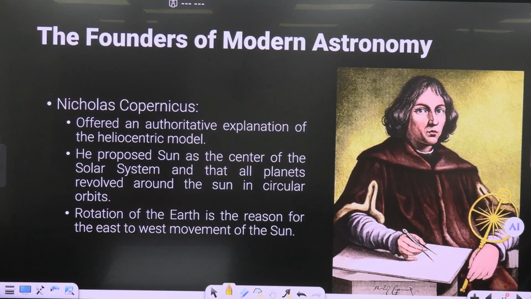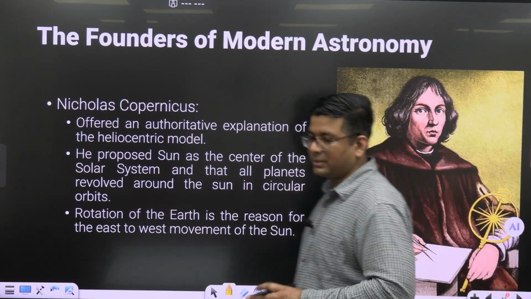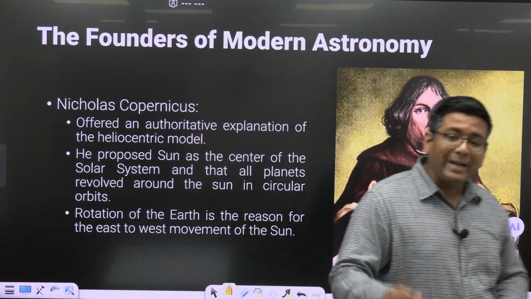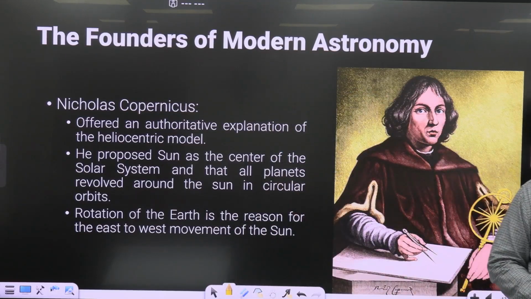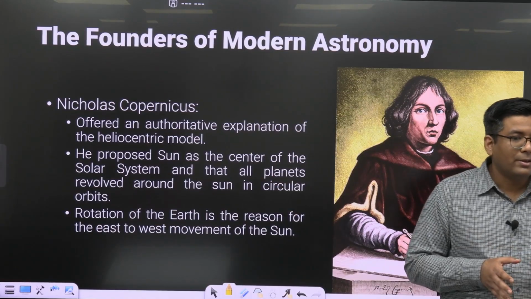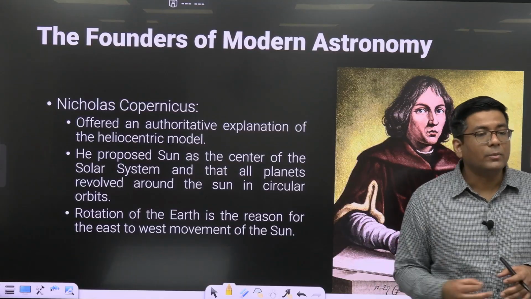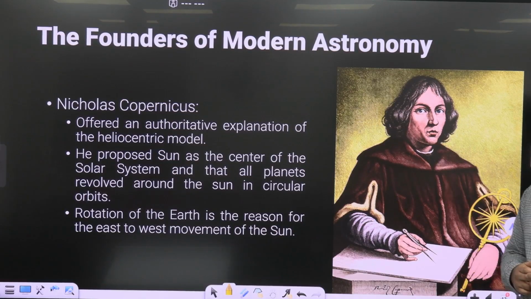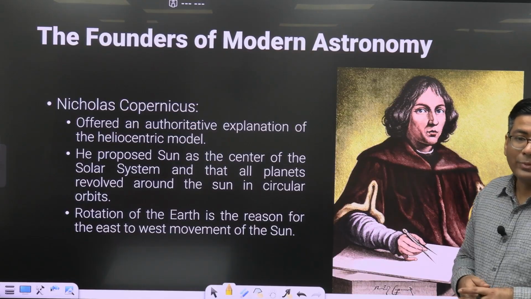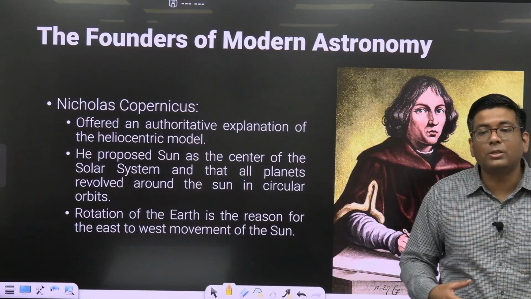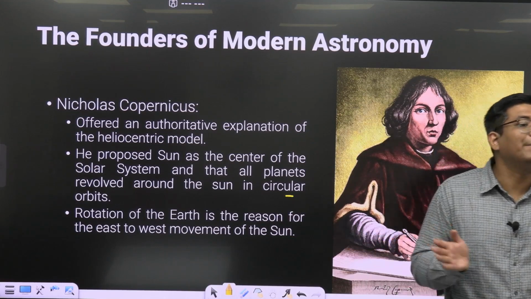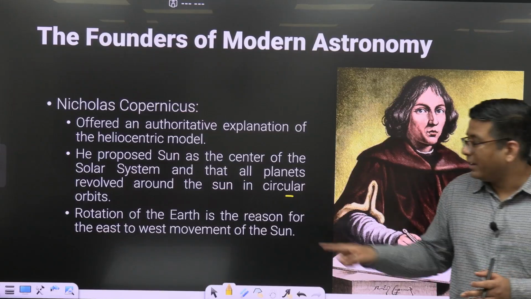Okay, now comes Nicholas Copernicus, one of the most important figures of modern astronomy, because he was the one who scientifically proved that we have the heliocentric model. We are not a geocentric system. We have the sun at the center, and all the planets revolve around the sun. He was the first one to give that explanation. Now at the same time, he also gave another theory, that the shape in which we revolve around the sun is circular orbits. But now it is known that they are not circular, but elliptical orbits, oval shaped orbits. Okay, so that's the thing.